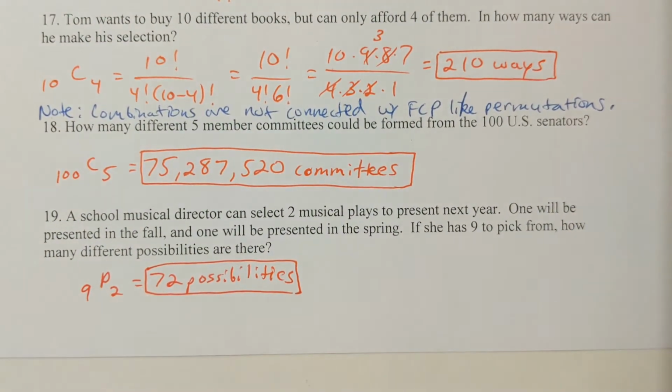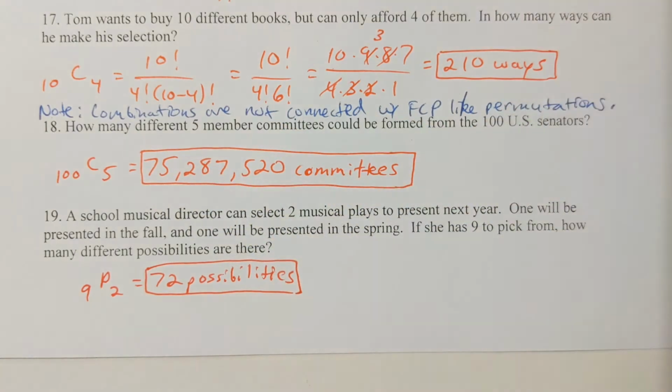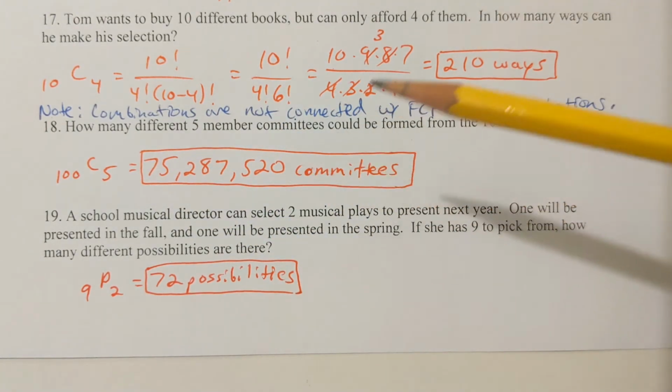So problem 18 says, how many different 5-member committees could be formed from the 100 U.S. senators? Okay, so they're not talking about positions or anything like that. They're just a group of 5 people, which means that order is not going to matter. So there's 100 senators. We need to choose 5 of them. So 100 choose 5 would be what I'd type in there.